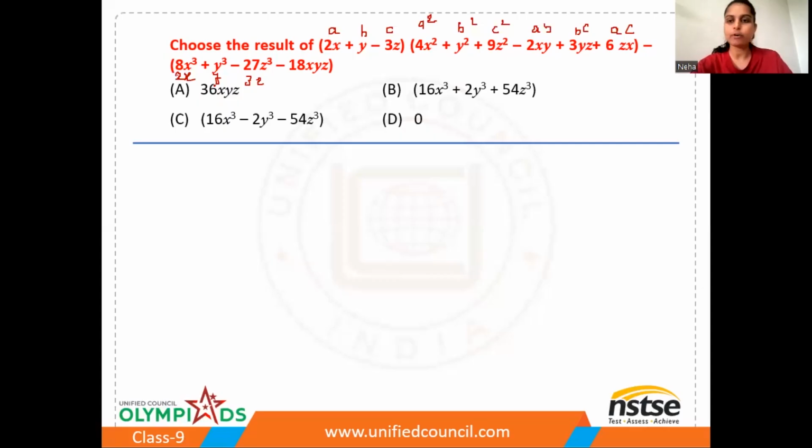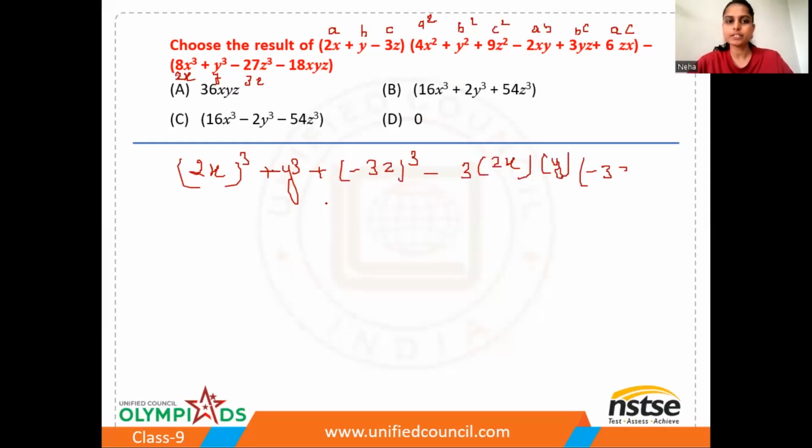So I have to proceed according to my given formula, right? So I can write it 2x whole cube plus y cube minus 3z whole cube, right? Minus 3 into 2x into y into minus 3z, right? Minus 8x cube minus y cube plus 27z cube, right? 27z cube plus 18xyz, right? That's it. Okay.